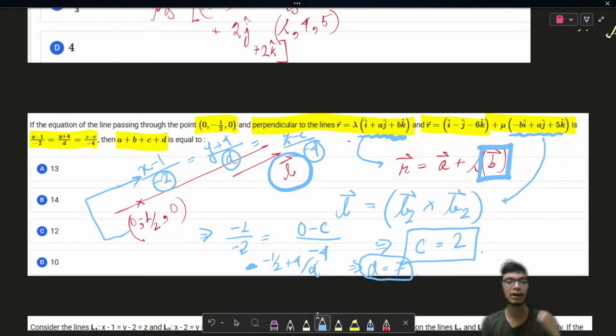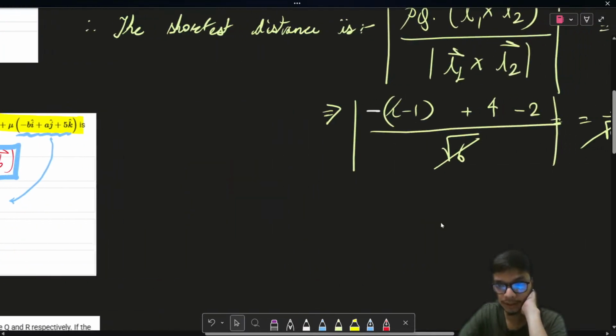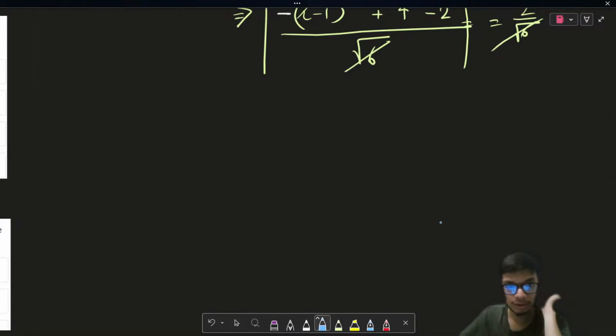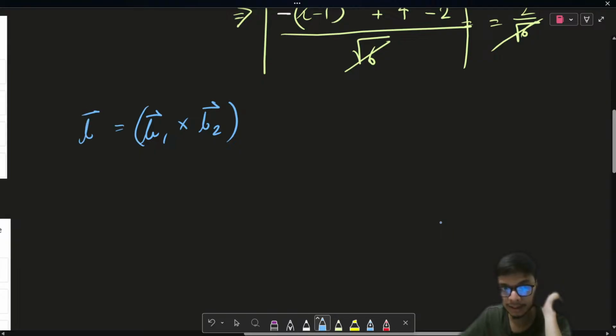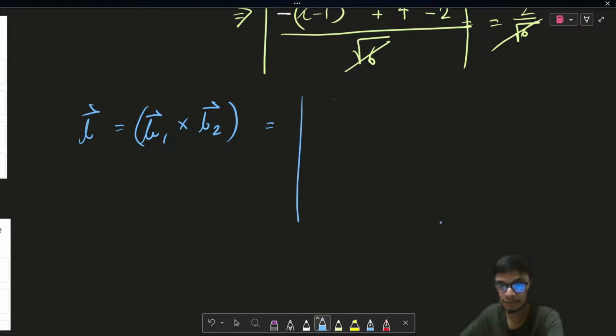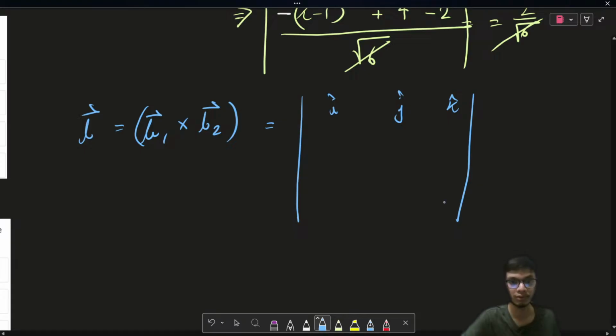So I got the value of C, I got the value of D. The only unknowns left are A and B. That can be done by doing the cross product, right? So let me do the cross product over here. If I find B1 vector cross B2 vector, which will be the direction along the L vector, that will give me the result. So i cap, j cap, and k cap. The vector along B1 is given as (1, A, B), and this is given as (-B, A, 5).